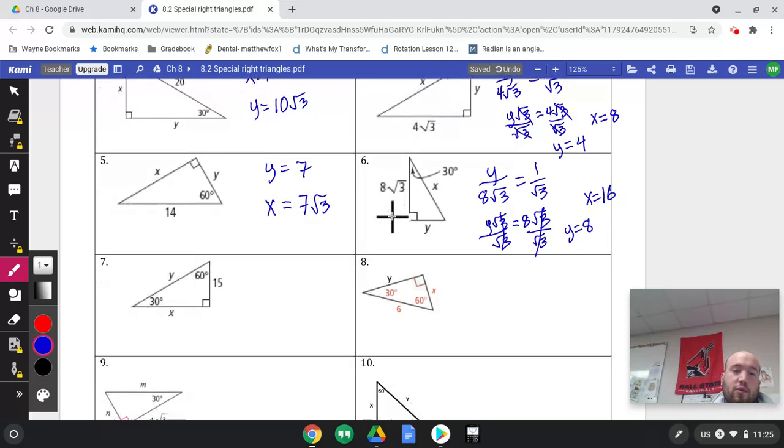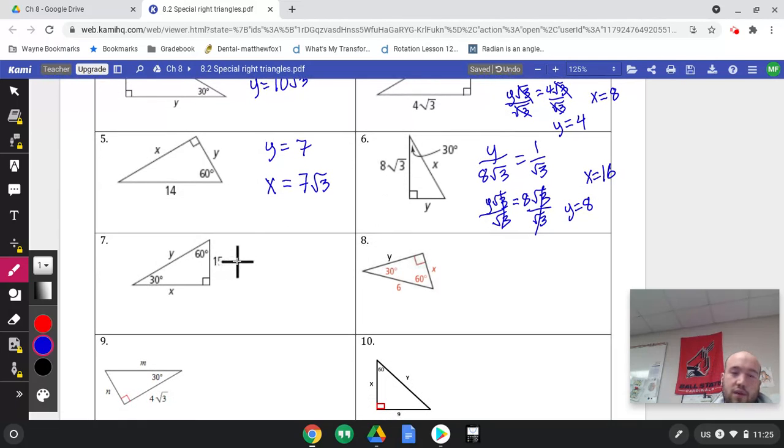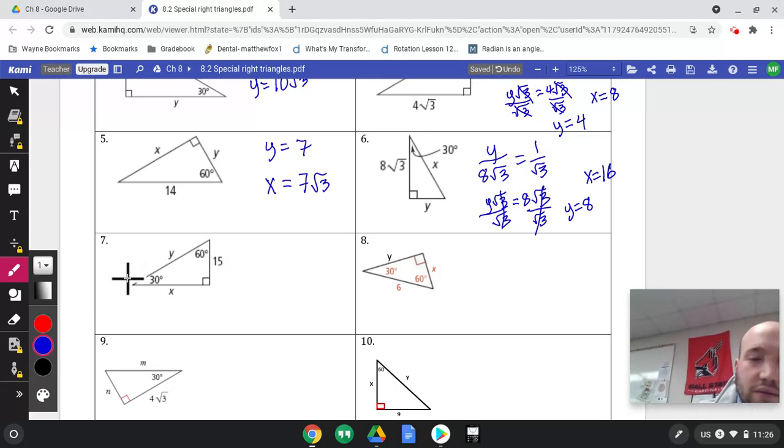Okay, 4 more problems. This next one, once again, we know that 15 is across from the 30. So if I double the short side, I will get the hypotenuse. 15 times 2 is 30. If I multiply the short side by square root of 3, I will get what x is. So x equals 15 square root of 3.